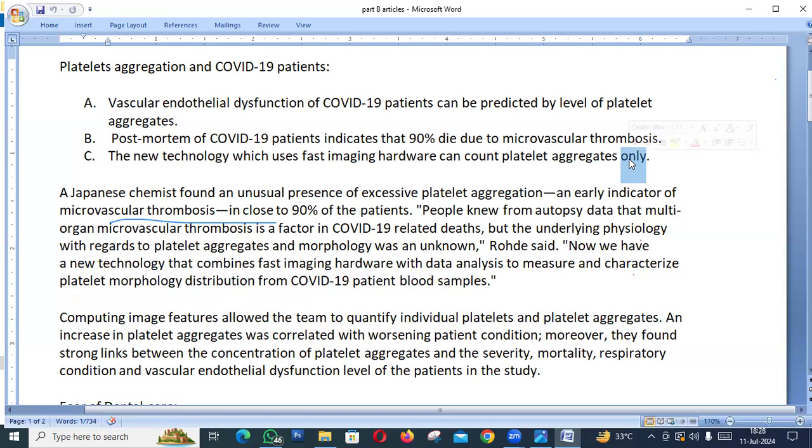No, A, A is correct. So, sir, A is correct? Yeah. It is correct because this topic is describing vascular endothelial dysfunction with COVID, the people who died with COVID-19. What are your keywords here?